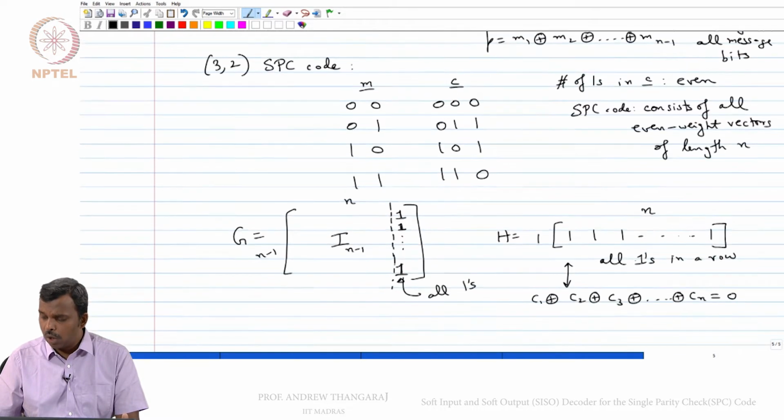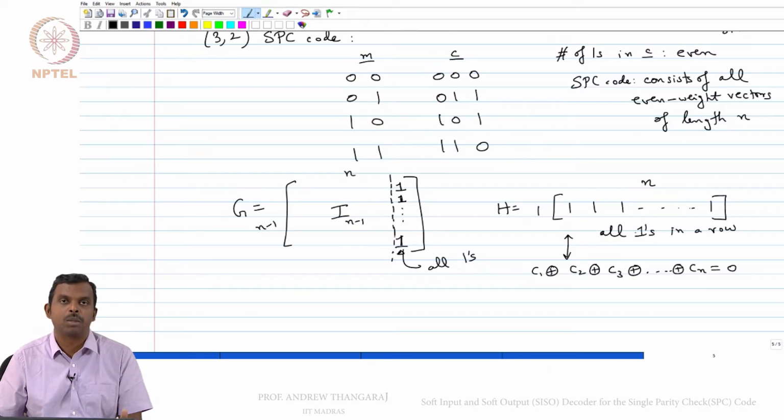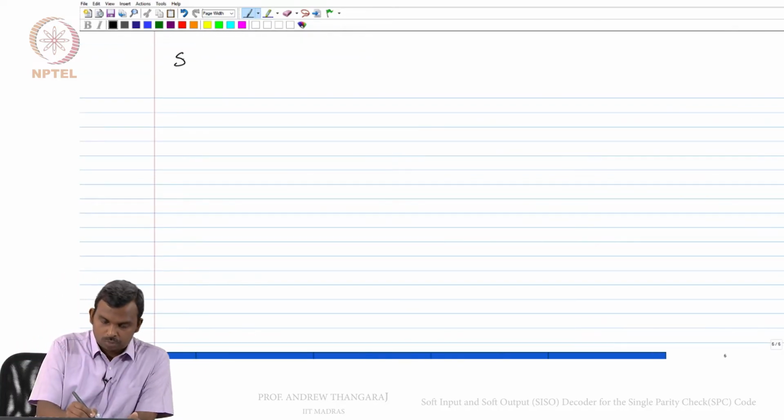So it looks quite complex, but it turns out even for this code, you can do a very simple SISO decoder. Simple in the sense that eventually the description will become simple, but it is something very interesting. You can do a very nice and simple implementation for the SISO decoder. So that will be our focus in this lecture.